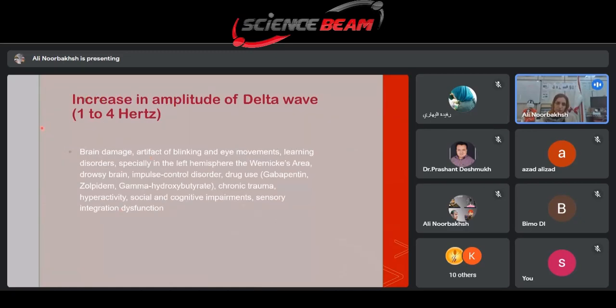Maybe mistaken for delta. Increase in amplitude of delta wave: brain damage, artifact of blinking and eye movement, learning disorder, especially in the left hemisphere, the Wernicke's area, and drowsy brain, impulse control disorder, drug use such as gabapentin, zolpidem, gamma-hydroxybutyrate, and chronic trauma, hyperactivity, social and cognitive impairment, sensory integration dysfunction.